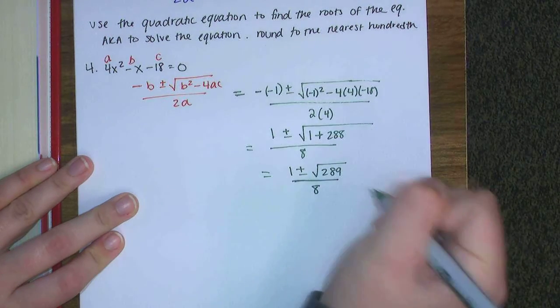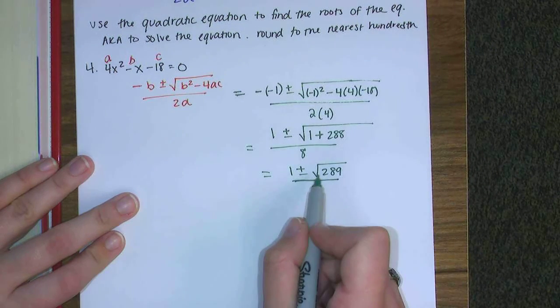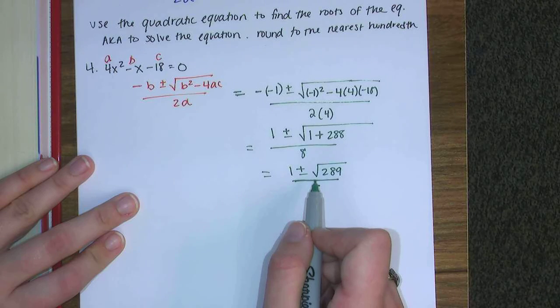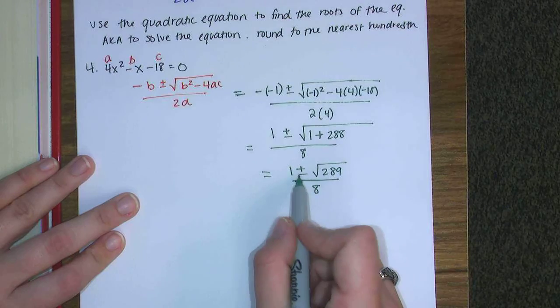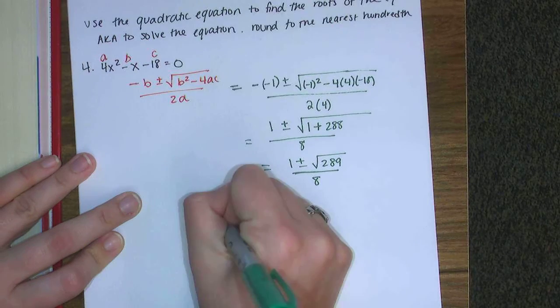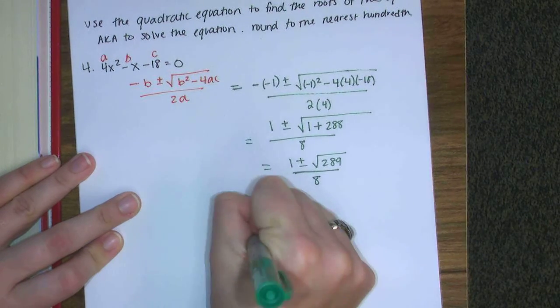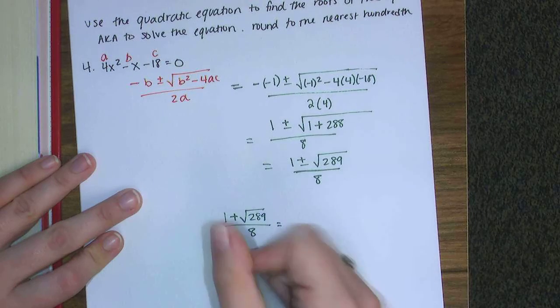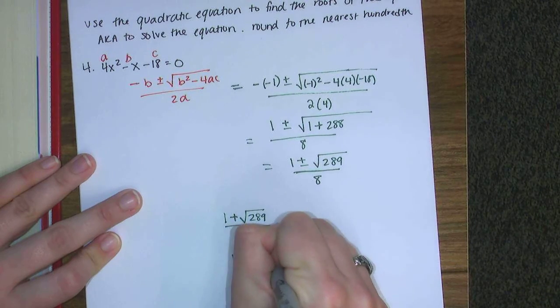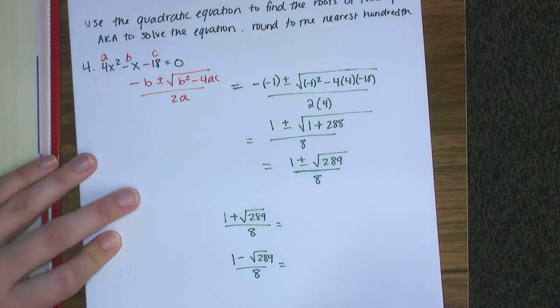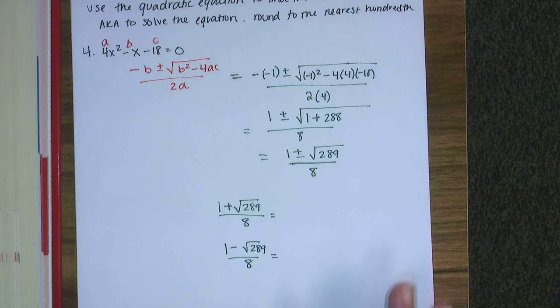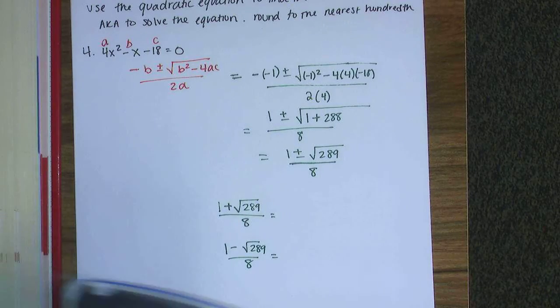Now, here I get two answers, okay? So keep in mind, back when we were taking the square root of something, I said last week there's two answers for everything. There are always two answers. There's two answers here. So I like to go ahead and split it out and say 1 plus the square root of 289 over 8 is equal to, and then 1 minus the square root of 289 over 8 is equal to. Okay? So, plugging it in my calculator here.